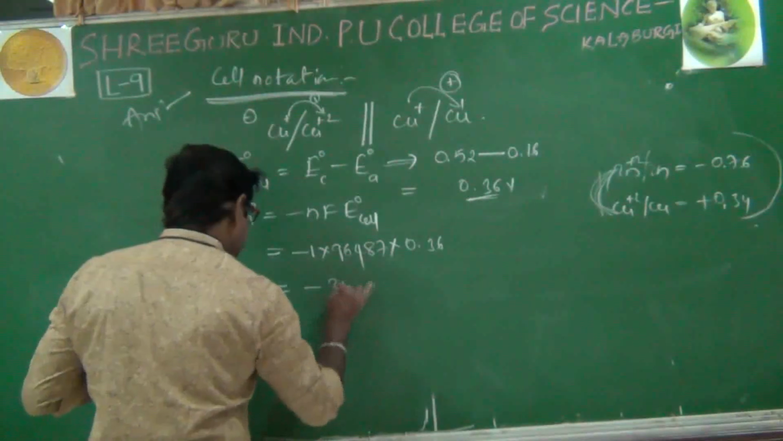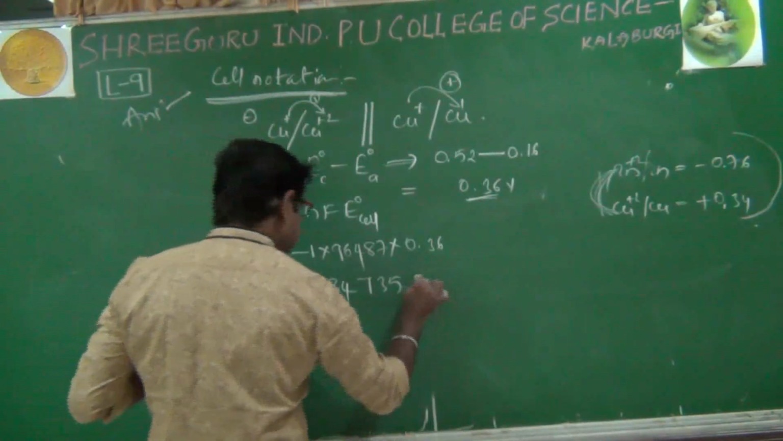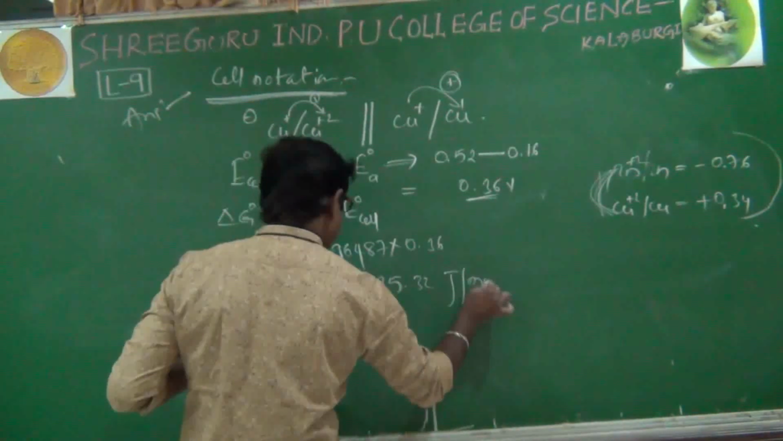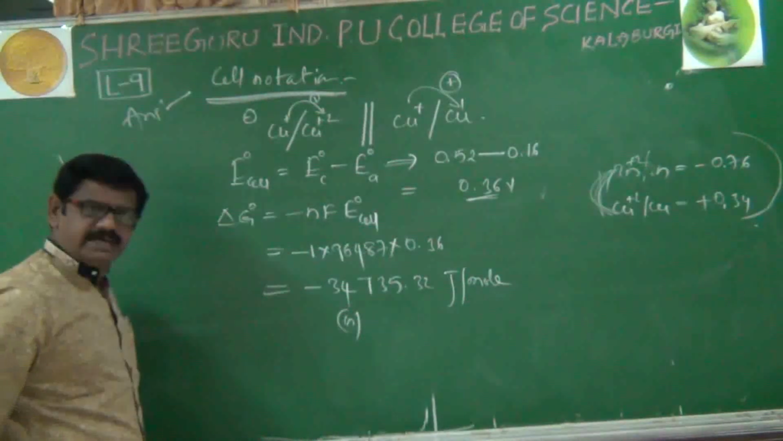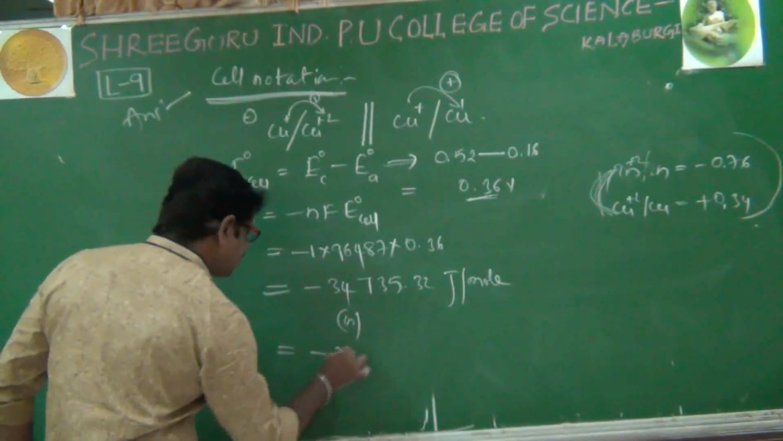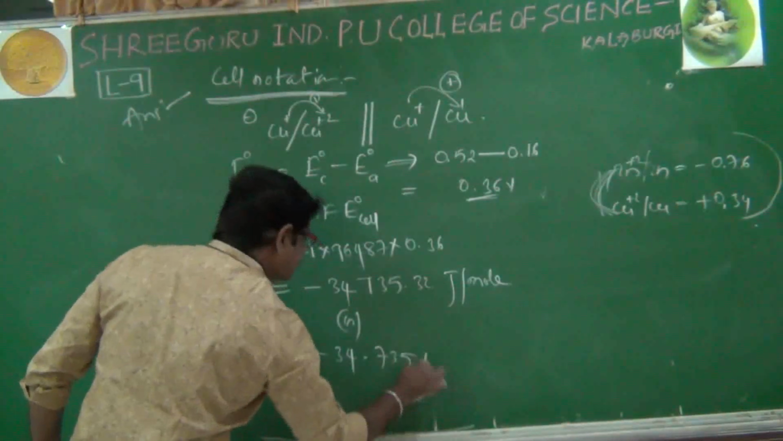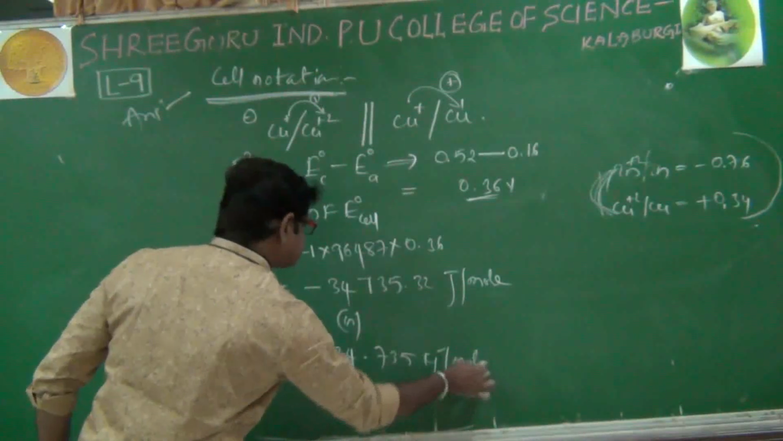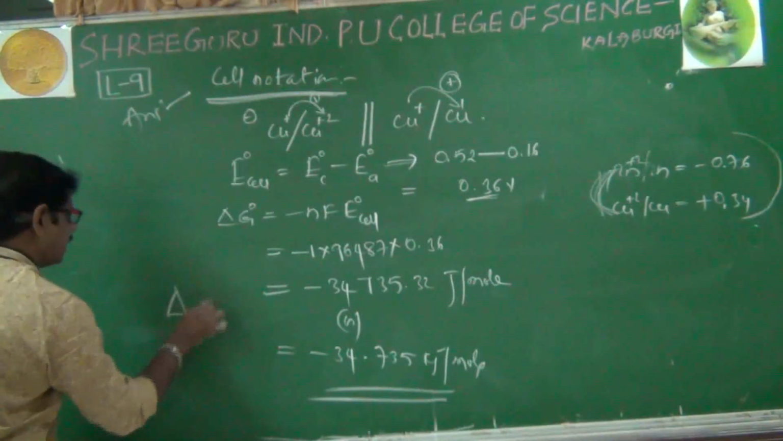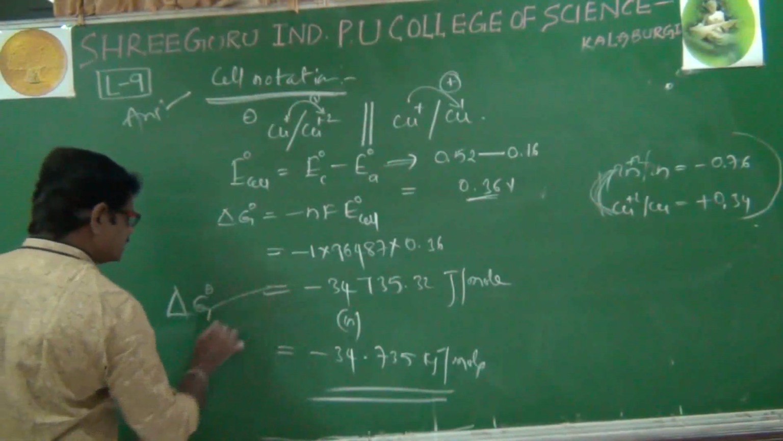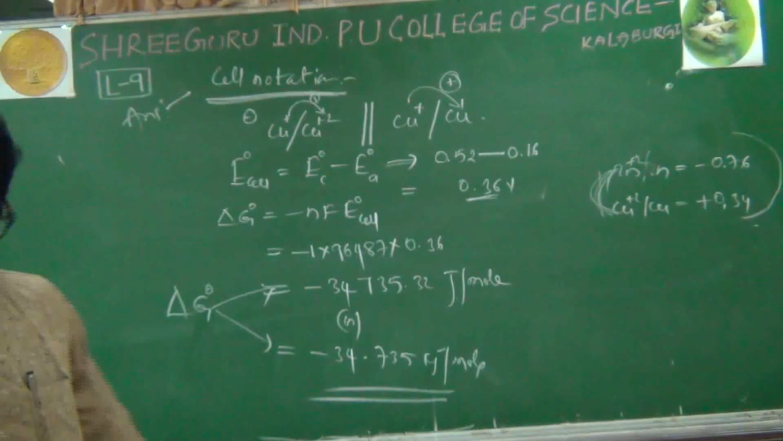If you multiply all three values, you will get minus 34735.32 joule per mole, or if the entire value is divided by 1000, you will get it in kilojoules, minus 34.735 kilojoules per mole. This is the delta G naught value. You can consider this one or you can consider this one. Both are correct.